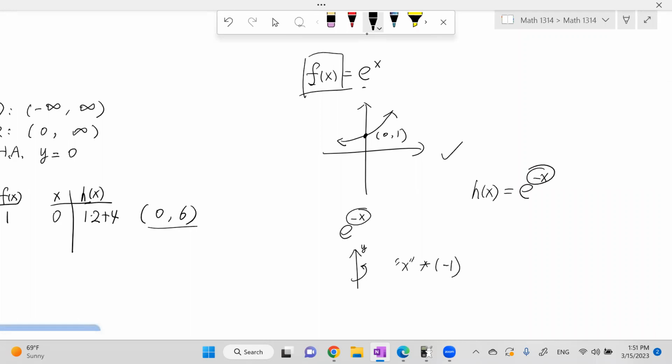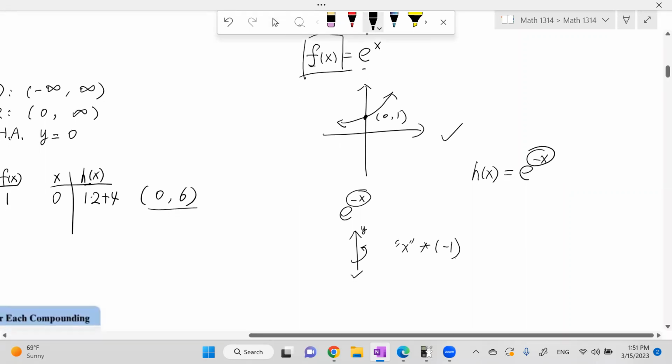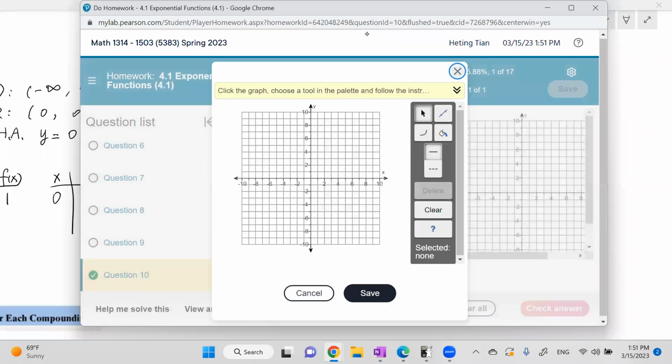The change is that all the x becomes negative. So that's the reflection along the y-axis. You can put some marks here. All the x is multiplied by negative 1. So let's see the example here. How to graph the h of x.